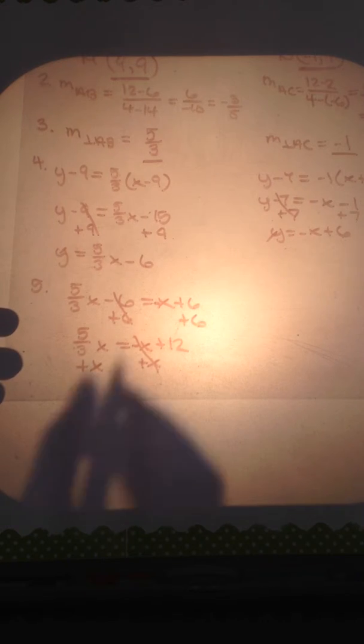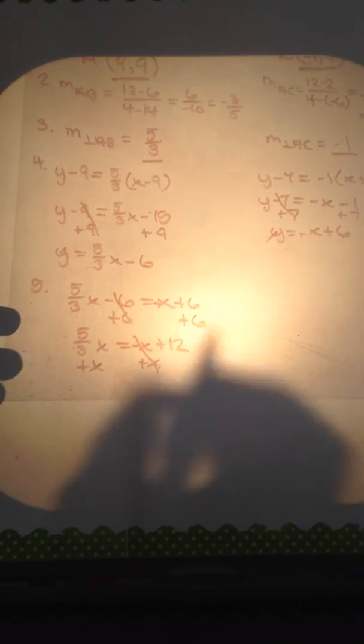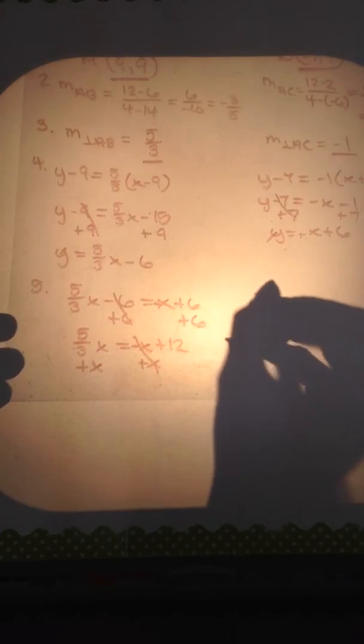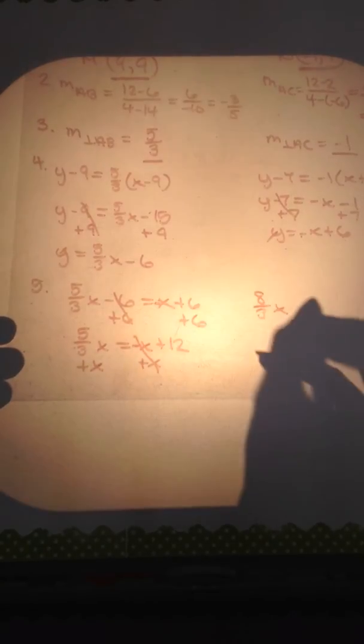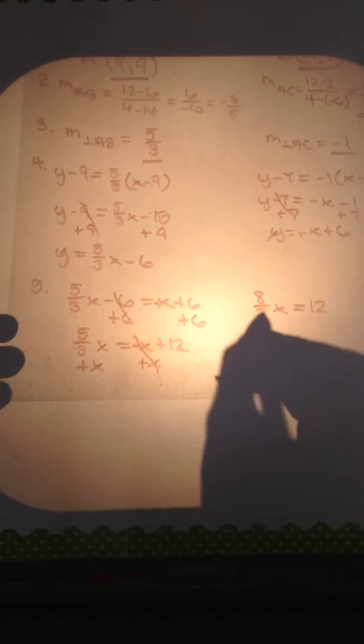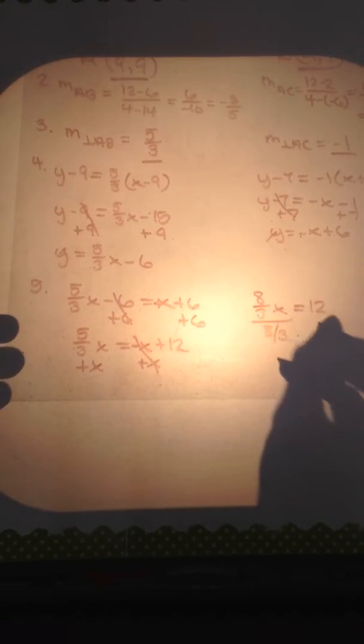Okay. And again, this negative came down here. I just missed it before. So I'm going to add x to get 8/3 x. And again, use your calculator for 5/3 plus 1 if you need to. 8/3 x equals 12. Divide by 8/3.